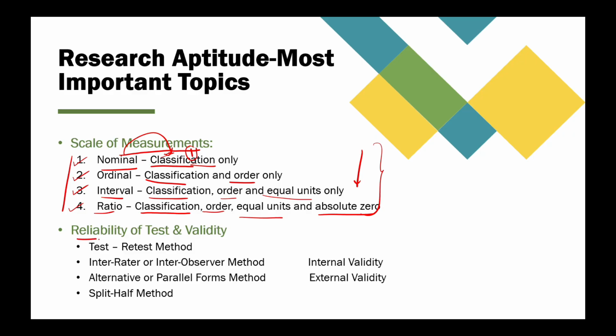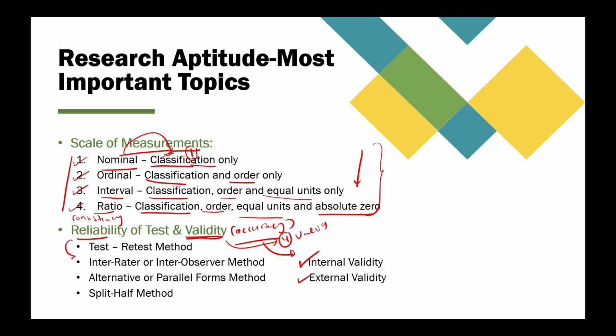Next, reliability of a test and validity of a test. Reliability talks about the consistency of a test, whereas validity talks about the accuracy of a test. There are four types for testing the reliability of a test, and there are four types as well to test validity. But there are two major types of validity: external validity and internal validity.